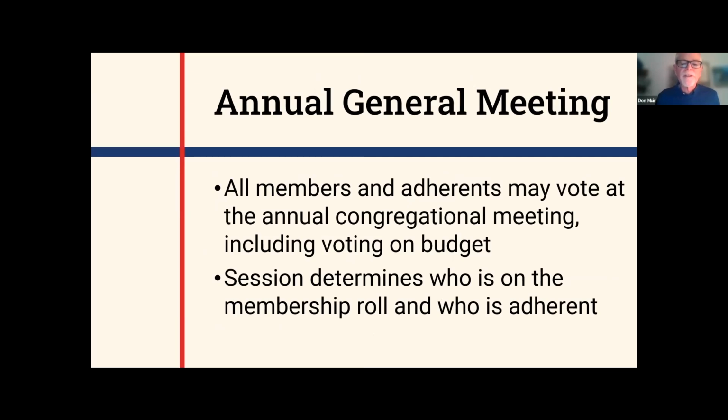All members and adherents have the right to vote at the annual congregational meeting. There are certain legal decisions that only members can vote on, such as calling a minister or selling property, for example. But most of the decisions at the annual meeting don't fall into that category. So members and adherents can vote on the budget, they can propose amendments to the budget, and they adopt the budget. And it's the session who determines who are the professing members of the congregation and places those names on the professing members roll. And they also determine who are the adherents of the congregation and include those names in the general church directory.